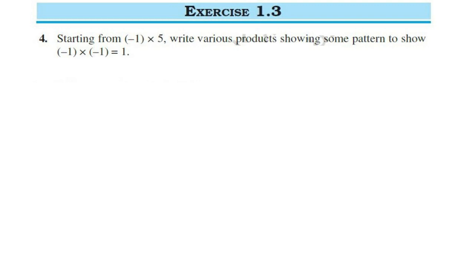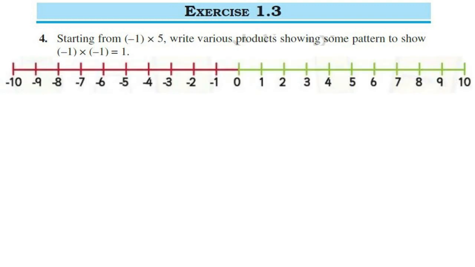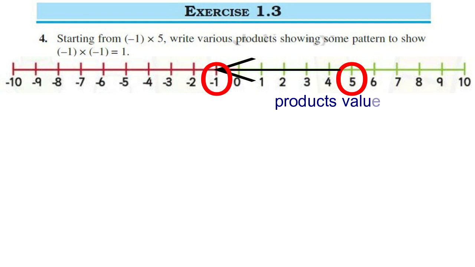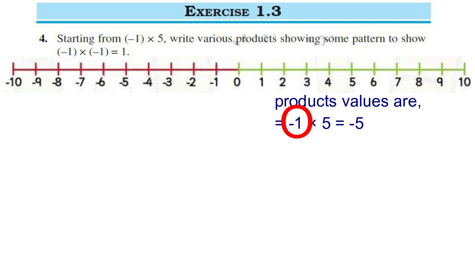Starting from minus 1 into 5, write various products showing some pattern to show minus 1 into minus 1 equal to plus 1. So if we consider a number line and start our multiplication from minus 1 into 5, we get minus 5. Listen carefully. We start the multiplication from minus 1 into 5 and we have to go to minus 1 into minus 1. So here one thing is clear. The first multiplicative integer, minus 1, is constant. And if we change the second multiplicative number, then we can go to the product value 1.